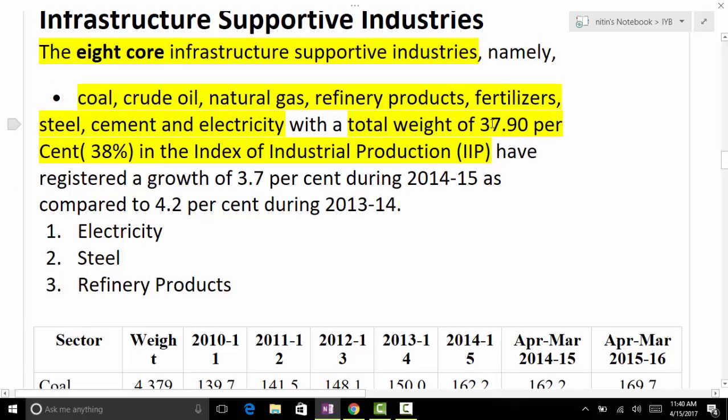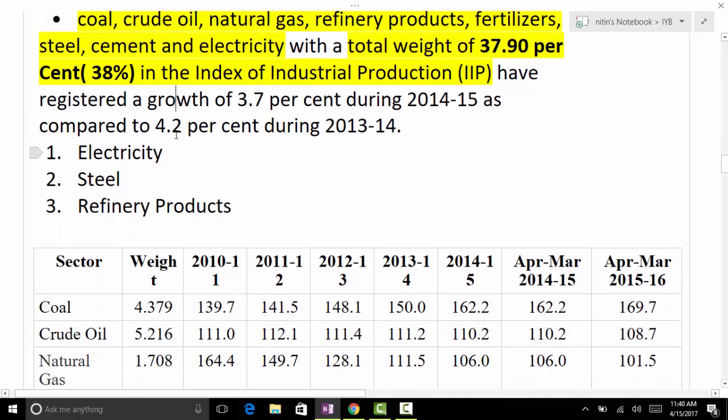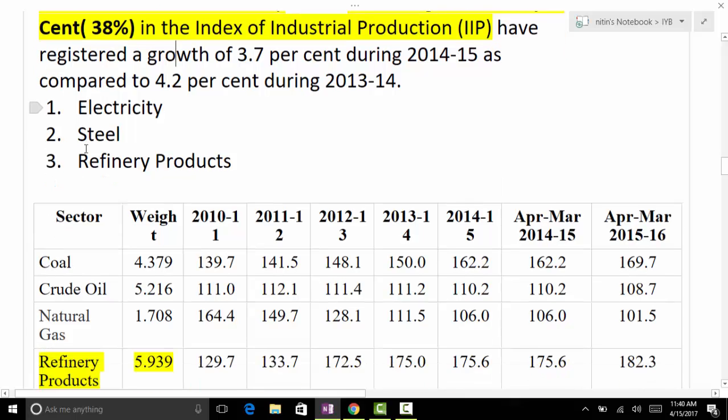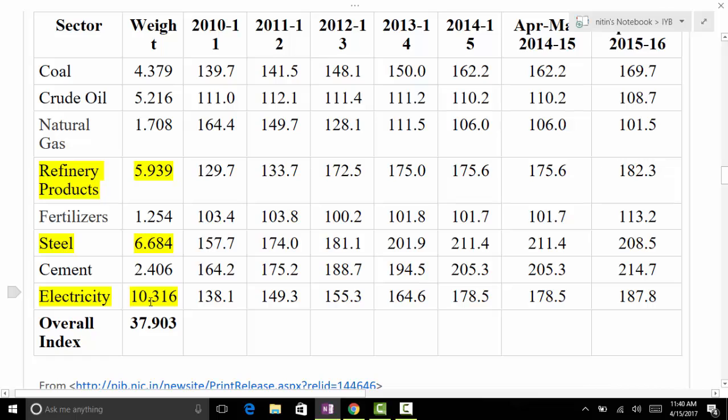Overall, it is around 38%, exactly 37.90%. So this is also important: how much is their weightage in the IIP, Index of Industrial Production. Then the declining order. The first 3 you remember. The first 2 have been asked, I think, earlier. The first was asked, right? So electricity has around 10%, 10.3% of weightage.